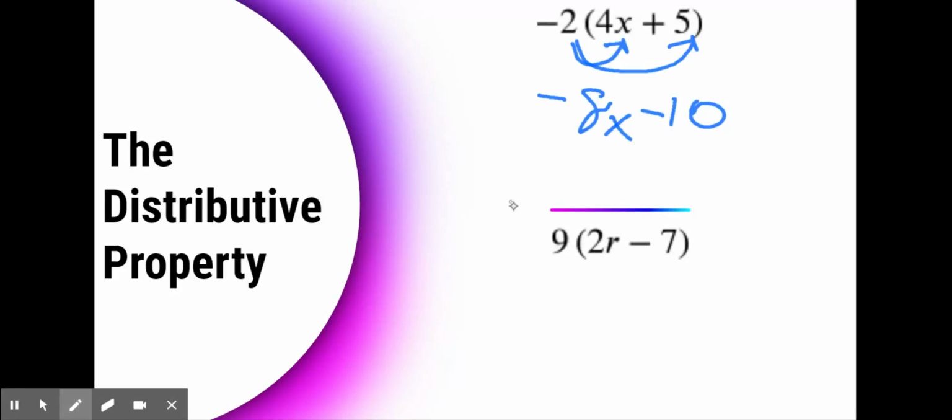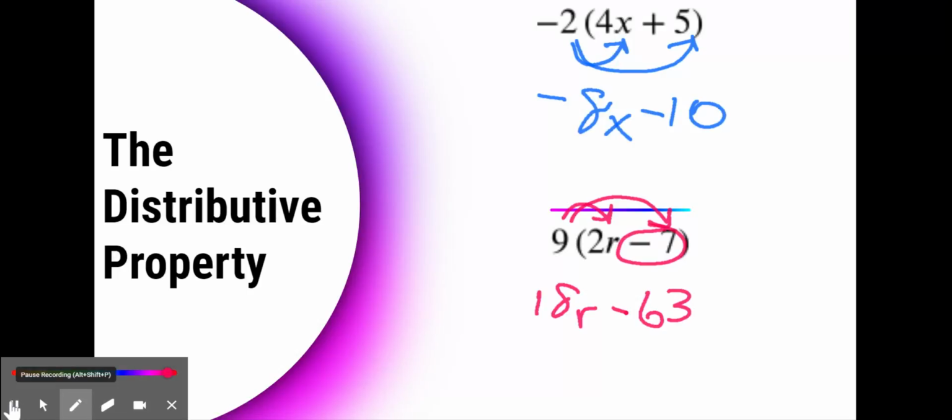The next problem, I have 9 times the quantity 2r minus 7. So I'm going to distribute that 9. I'm going to do 9 times 2r, which is 18r. And then I'm going to do 9 times a negative 7. Make sure you look at that sign in front. 9 times a negative 7 is negative 63. So 9 times the quantity 2r minus 7 is 18r minus 63.